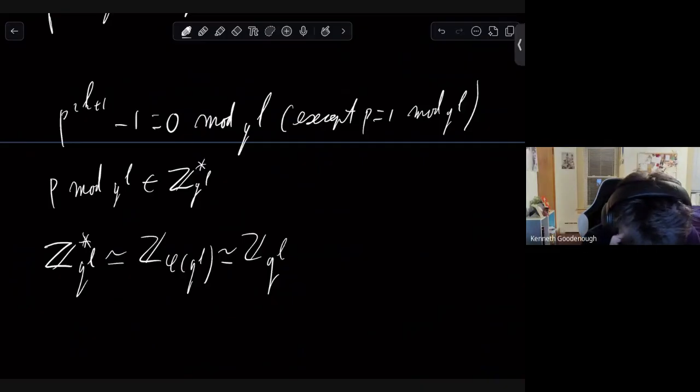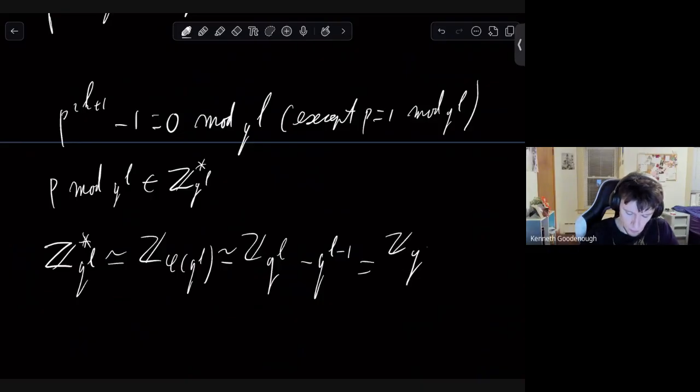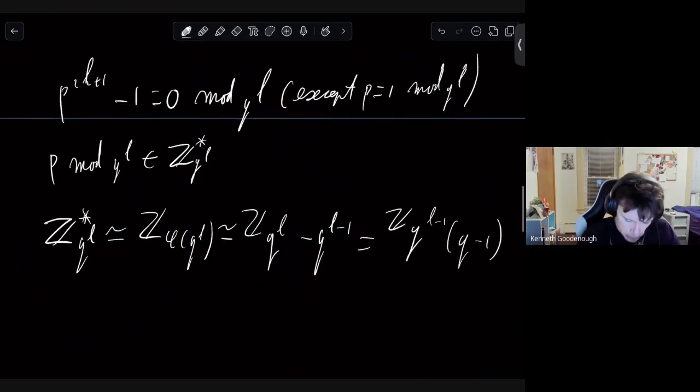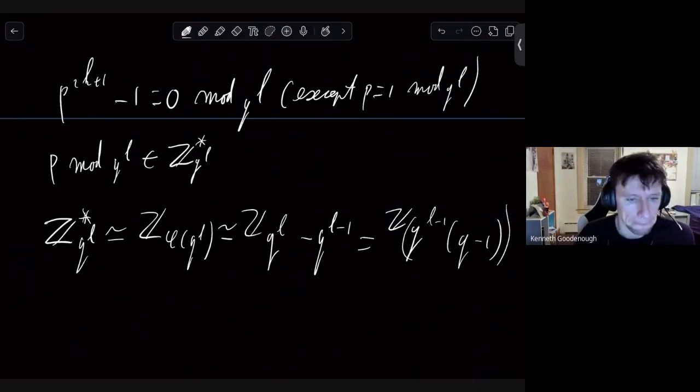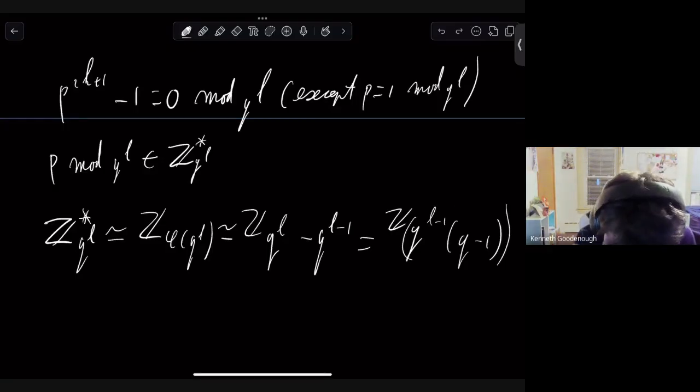Okay, let's see. I don't really like this. Let me rewrite this like this. Maybe not necessarily very nice here, but whatever. Now what we want to do is, okay, we know that this group is cyclic and of this order.